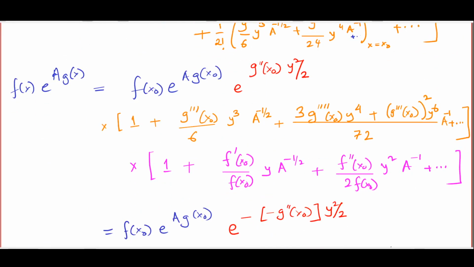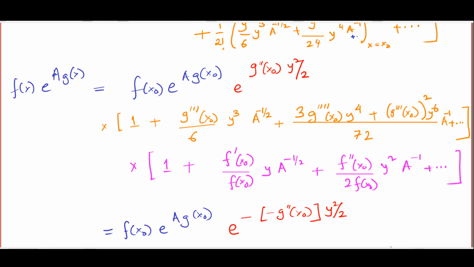Now, let's just form our integrand by multiplying f of x by e to the a g of x. That of course gives us f of x0 e to the power a g of x0. This piece is a constant, so it can be taken out of the integral. Next comes the part which depends on the variable y.